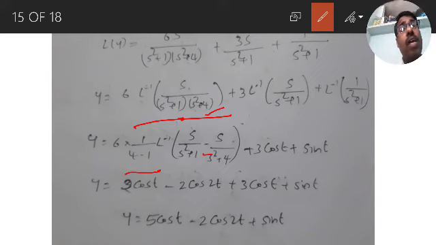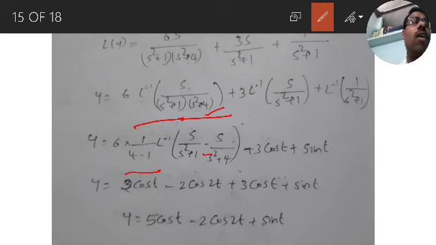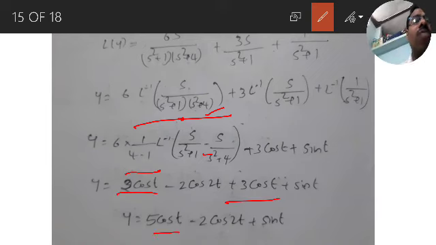What is the standard formula there? L inverse of s by (s square plus a square) is cos at. Here, cos t. s by (s square plus 2 square) is cos 2t. Here L inverse of s by (s square plus 1) is cos t. L inverse of 1 by (s square plus 1) is sin t. Now, 2 cos t minus 2 cos 2t plus 3 cos t plus sin t. 2 cos t and 3 cos t become 5 cos t. So y is 5 cos t minus 2 cos 2t plus sin t.